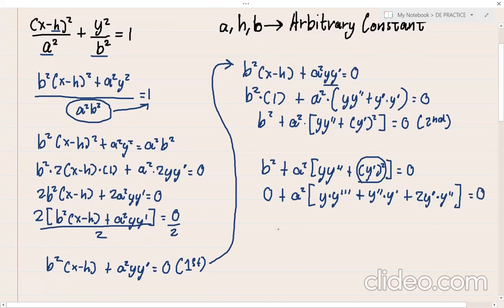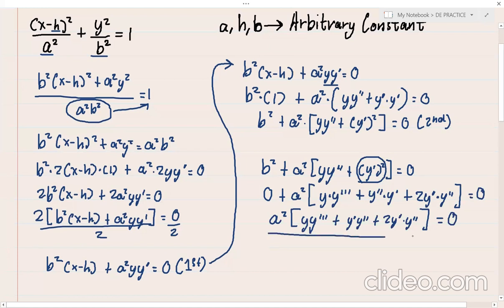Okay. There we go. So you have a squared times quantity y times y third prime plus y prime times y second prime plus 2 times y prime times y second prime. Okay? So, since, di ba, meron tayong a squared dito sa labas. Okay? So, we can simplify it by dividing it both sides by a squared. Okay? Para ma-simplify natin to.